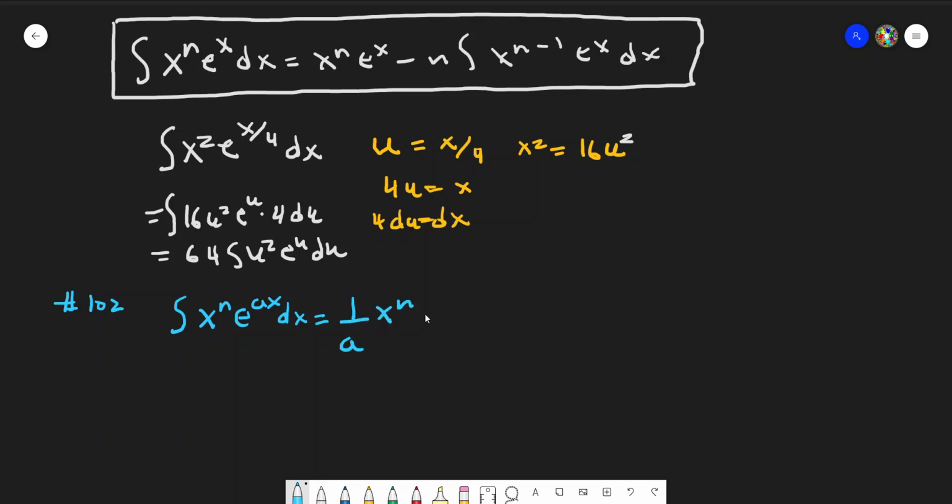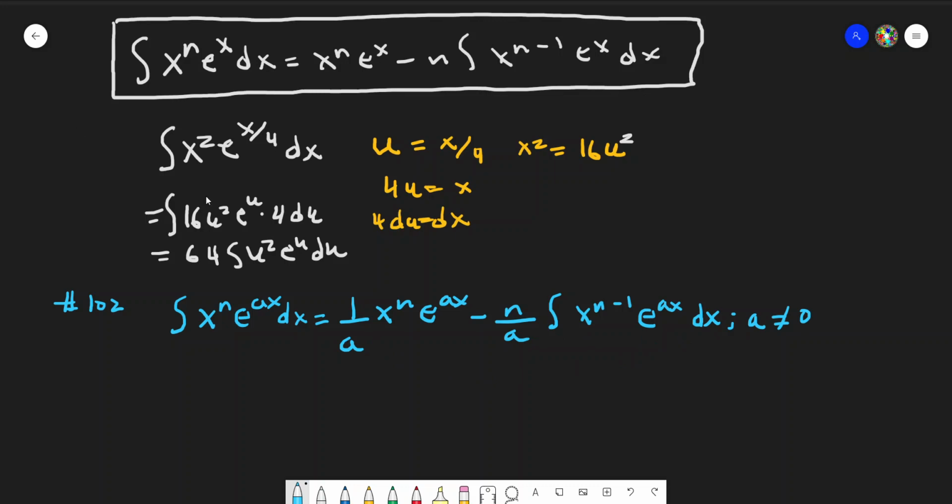Okay, so number 102 is going to be this integral, of which apparently it's going to be 1 over a times x to the n times e to the ax, minus n over a, and then finally you're just integrating x to the power n minus 1 times e to the ax dx, such that a is not equal to 0, because otherwise this would be undefined.